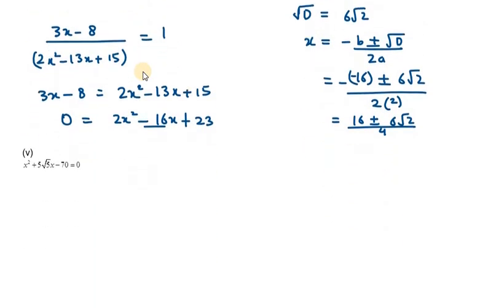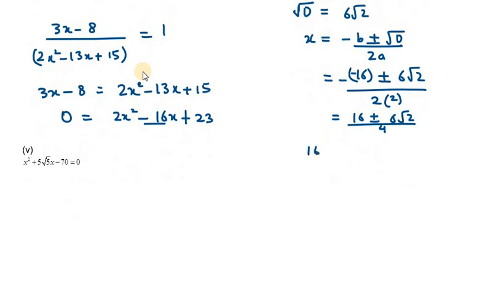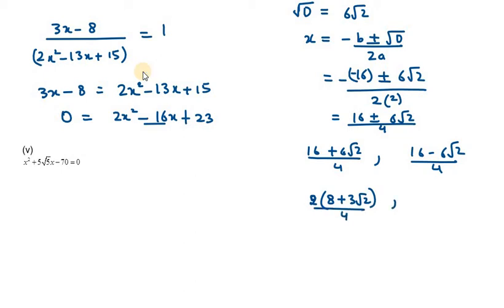We can reduce this ahead. So it is 16 plus 6 under root 2 over 4, and we have 16 minus 6 under root 2 over 4. Now you can take common from the above equation. So you can take 2 common out of it. So you get 8 plus 3 under root 2 over 4, and another will be same as well. It will be 8 minus 3 under root 2 over 4. So you can reduce 2 and 4. So you get 1 over 2. So that's all for fourth part. Let's move on to fifth part.